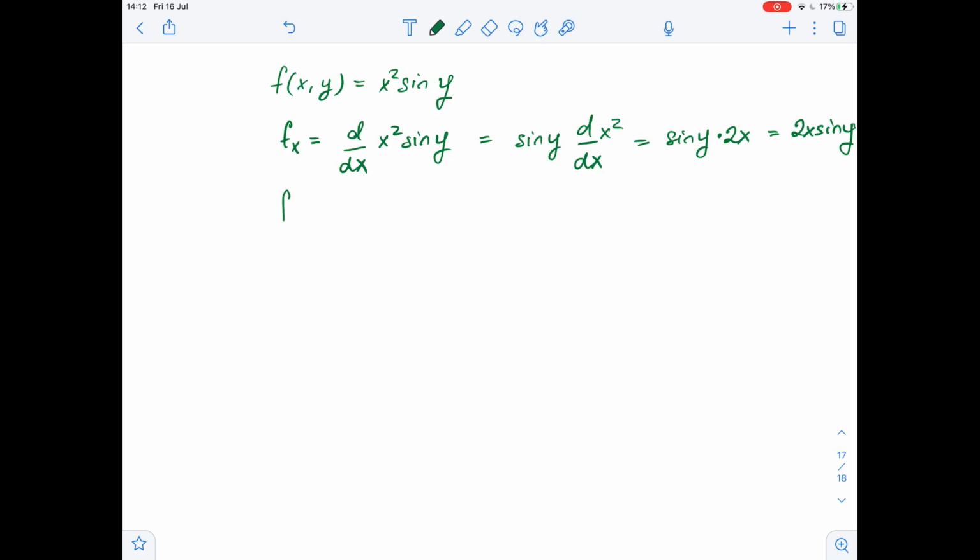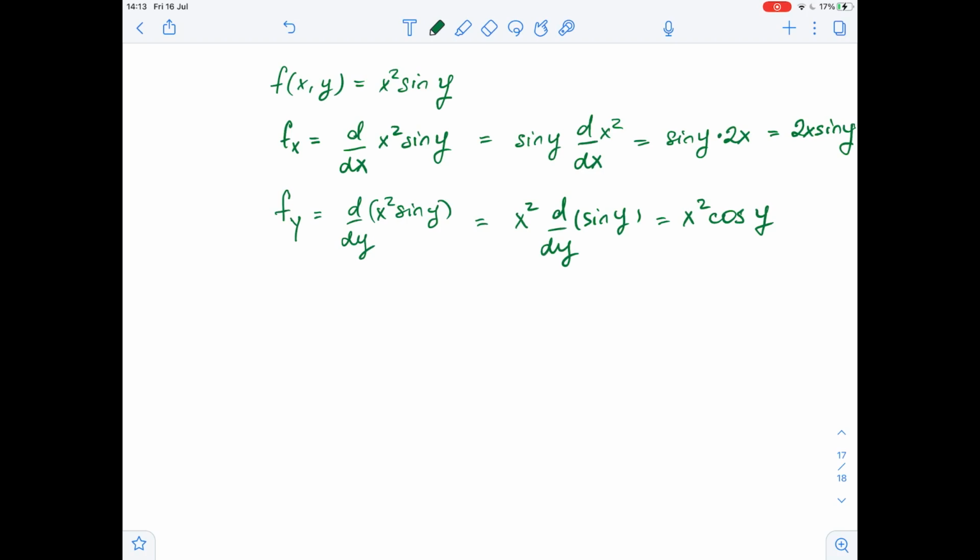Now let's find the first order partial derivative with respect to y. So it's the derivative of x squared times sine y with respect to y. Here we can treat x as a constant, so we take out x squared and we get x squared times the derivative of sine of y with respect to y. The derivative of sine of y equals cosine of y, so this equals x squared times cosine of y.